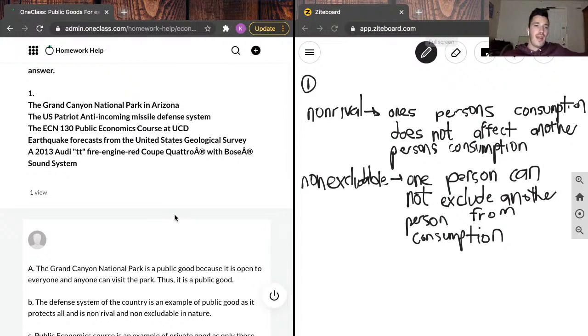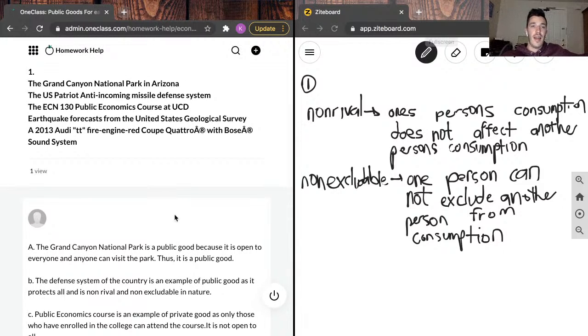So the first example is the Grand Canyon National Park in Arizona. Our junior tutor said that the Grand Canyon National Park is a public good because it's open to everyone and anyone can visit the park. If you're at the park and I come visit, I'm not dwindling the supply of the park, so it's non-rival. Similarly, it's non-excludable. If you're at the Grand Canyon and I go to the Grand Canyon, nobody can stop me from enjoying the views of the Grand Canyon.